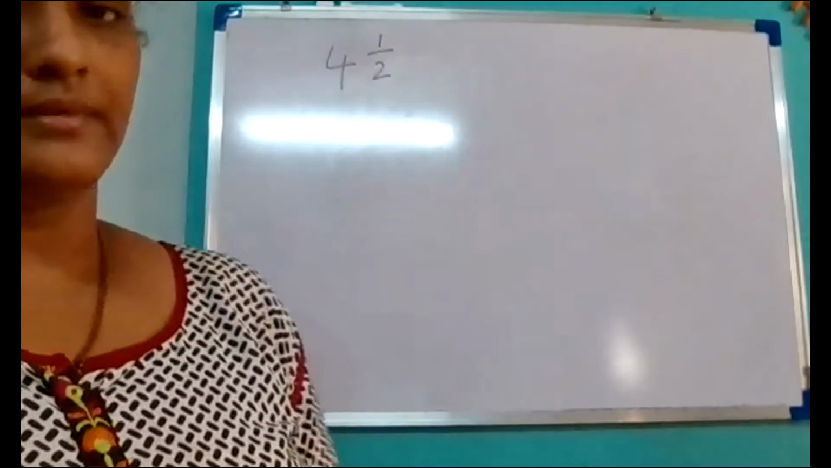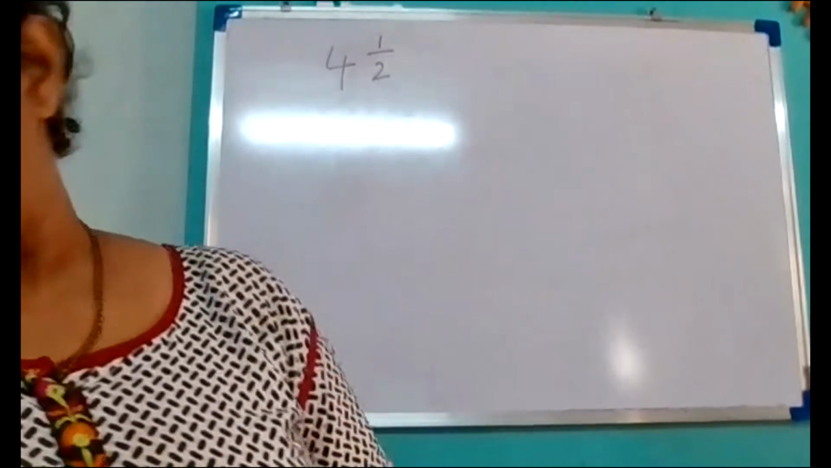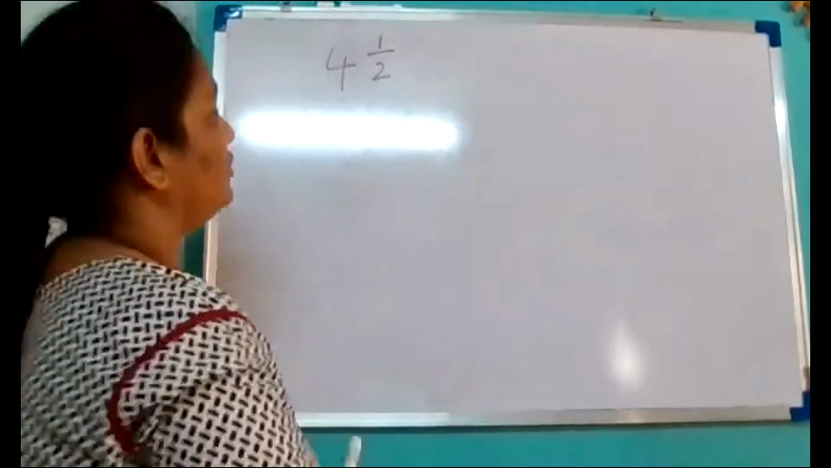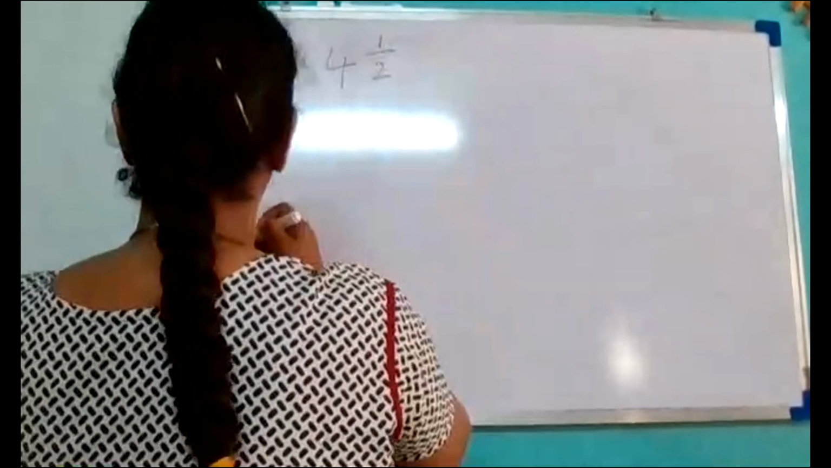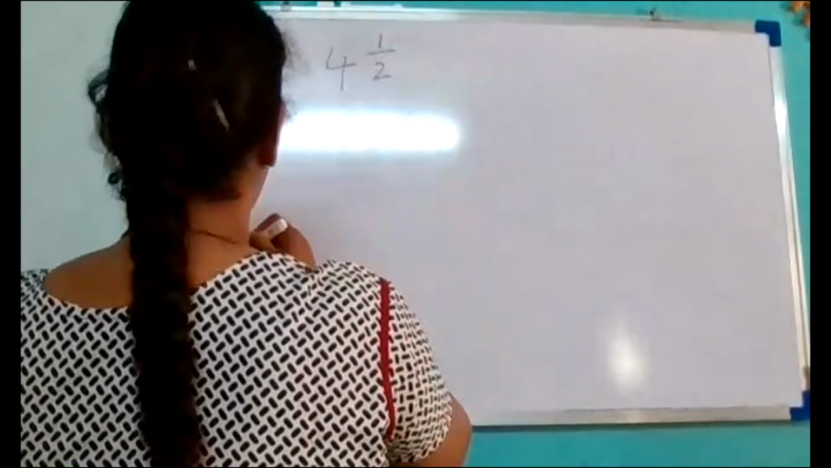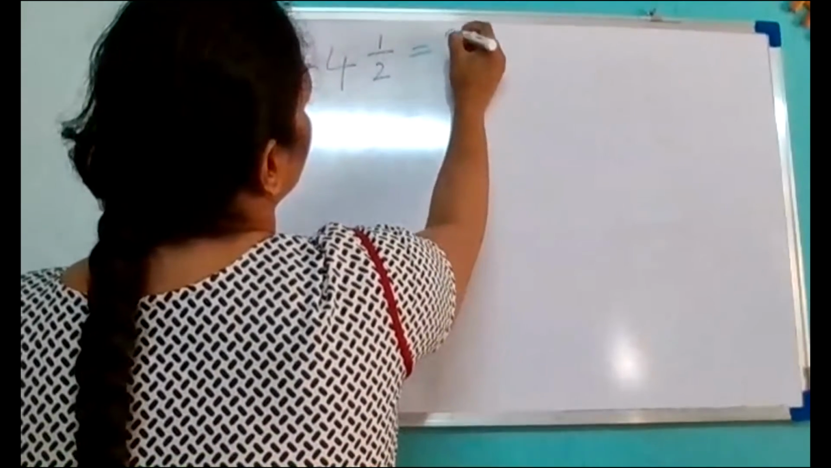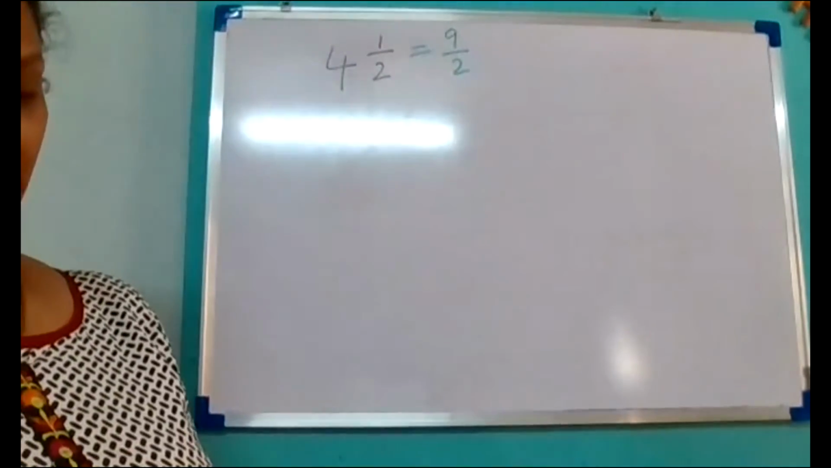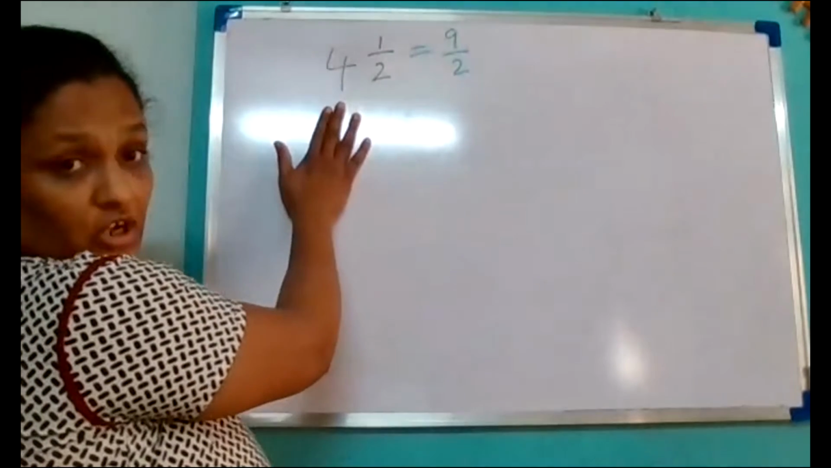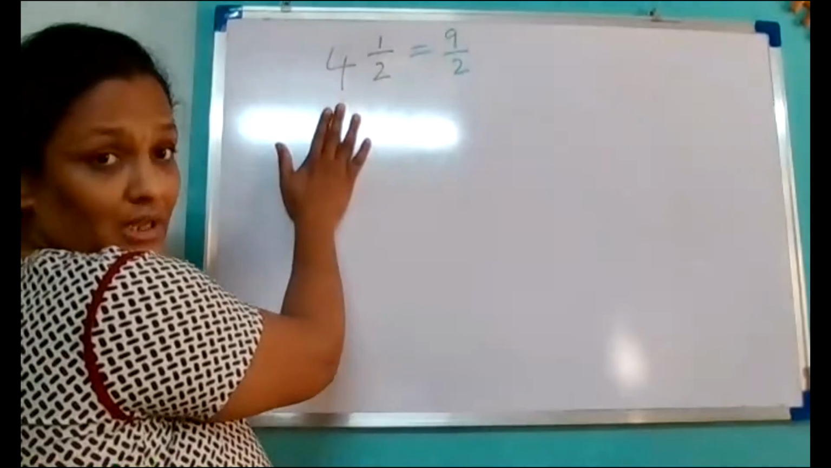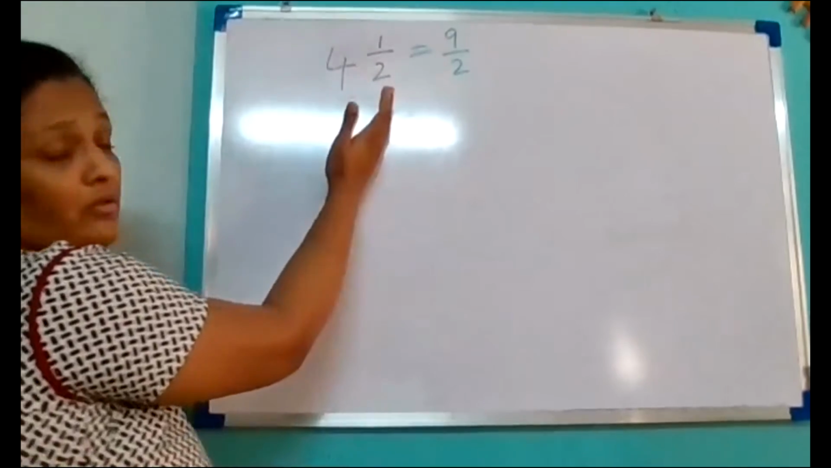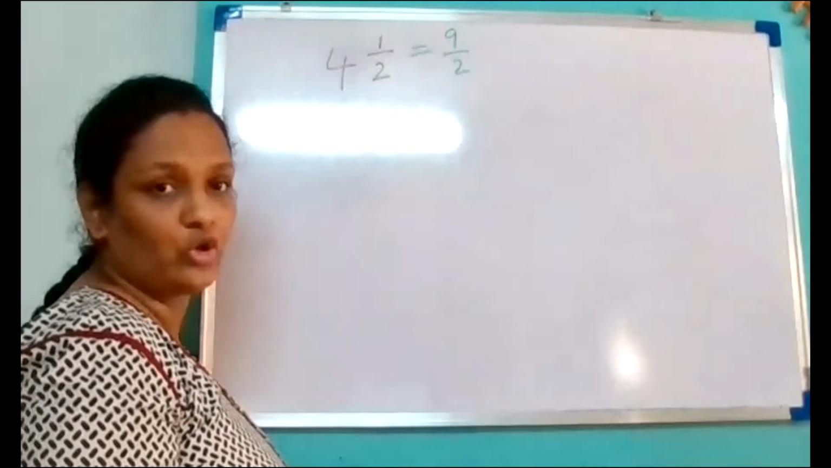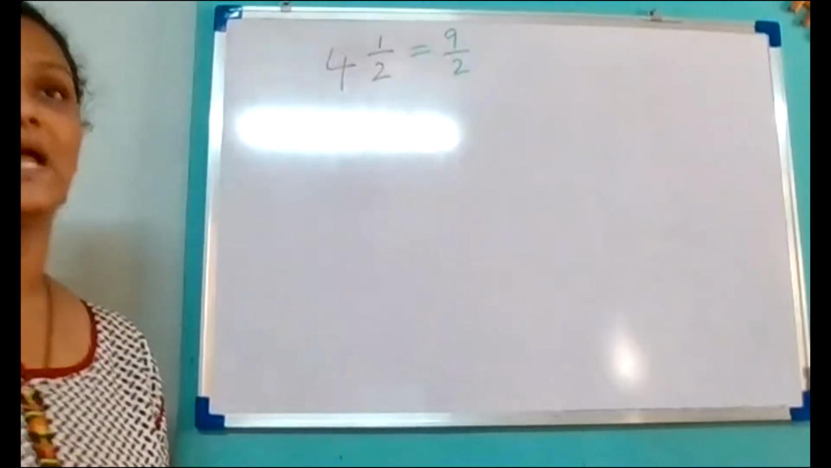You multiply 2 by 4, then add 1. 2 into 4 is 8, and 8 plus 1 is 9, so 9 upon 2. Okay, so 4.5 you'll say is 9 upon 2. Now, we know 4 and 1 by 2, or 4.5, is also known as 9 by 2. Now, how do we find this 9 by 2?